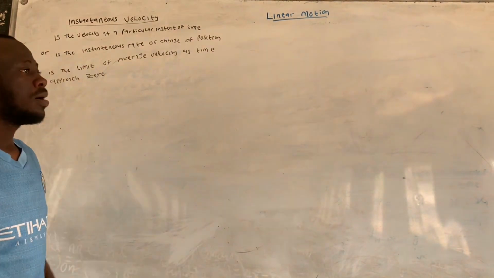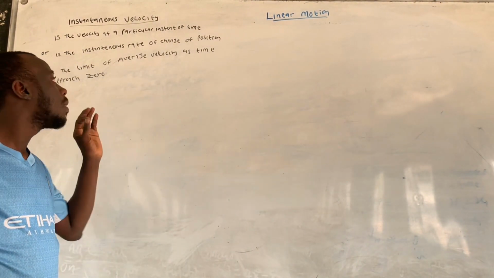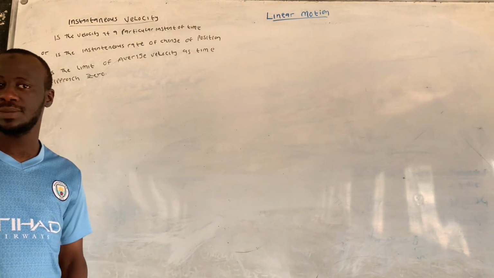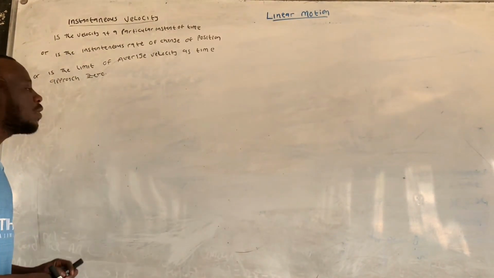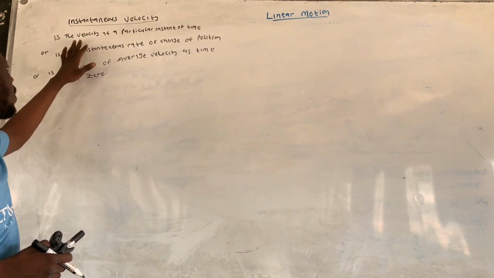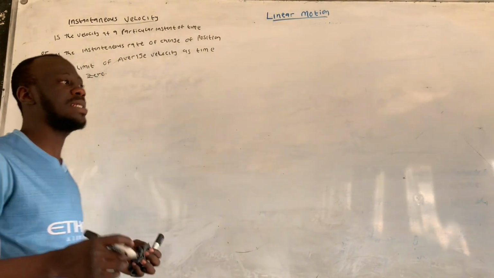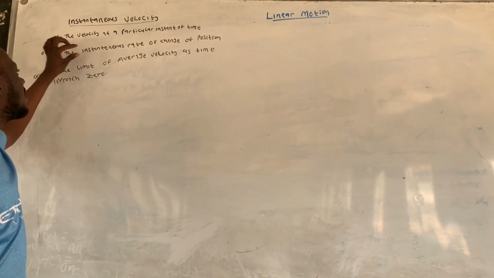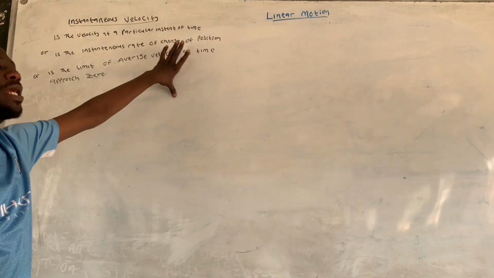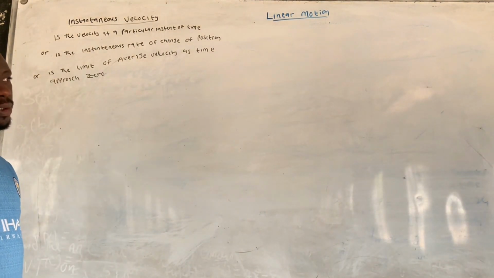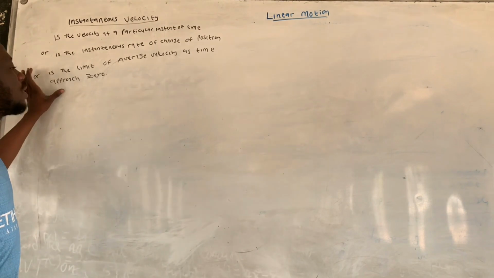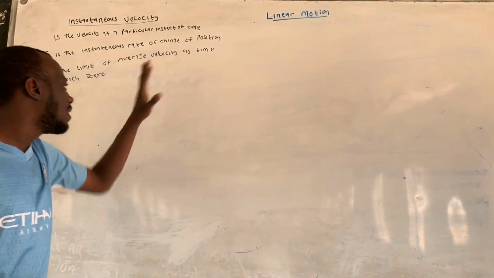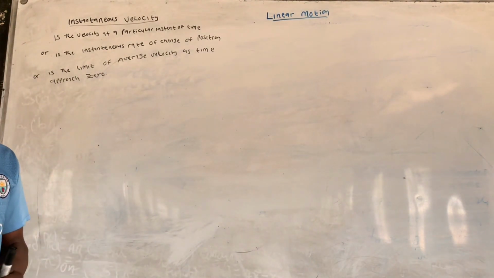So, after average velocity, we are going to talk about instantaneous velocity. Instantaneous velocity is the velocity at a particular instant of time. It is the instantaneous rate of change of position. The most precise definition is the limit of average velocity as time approaches 0.